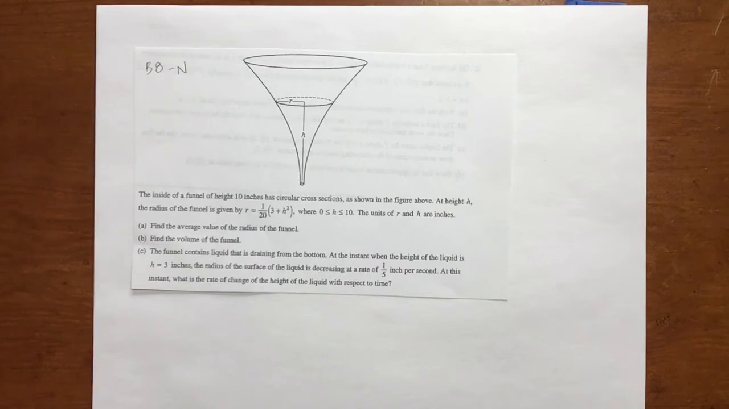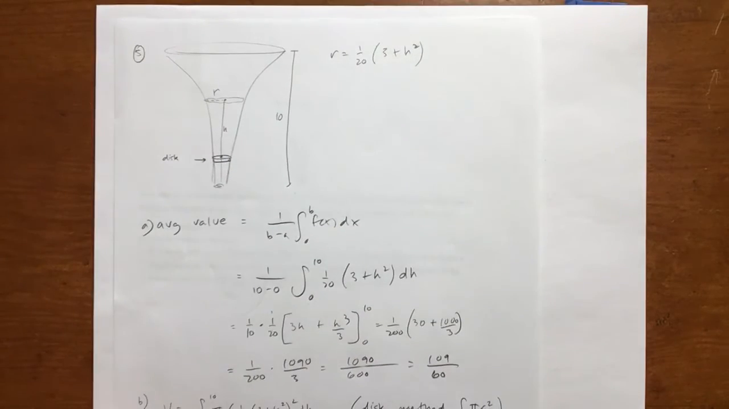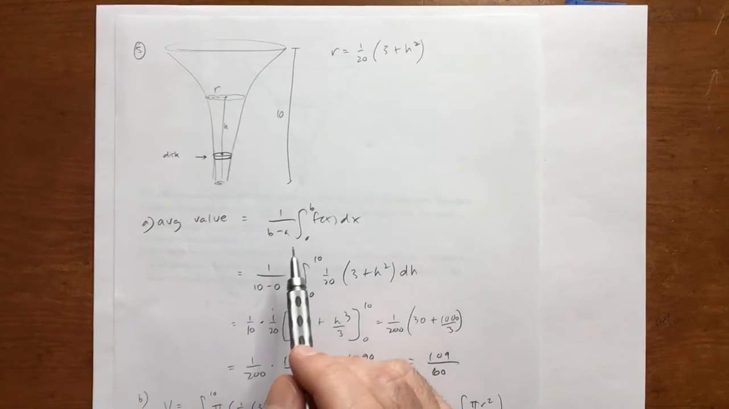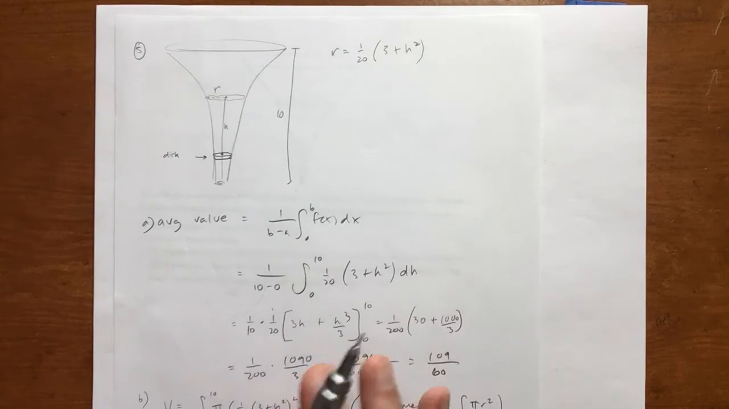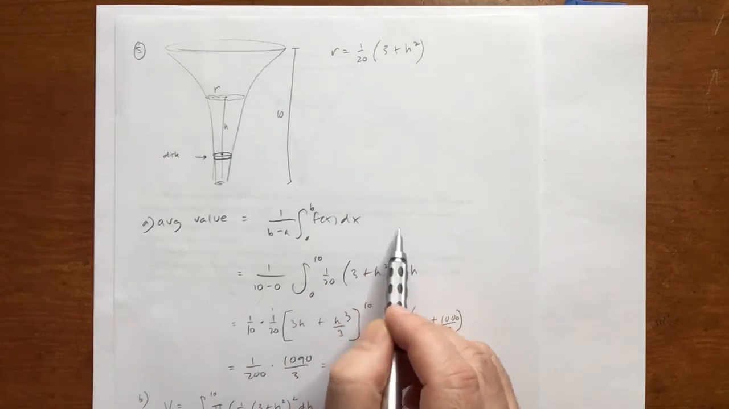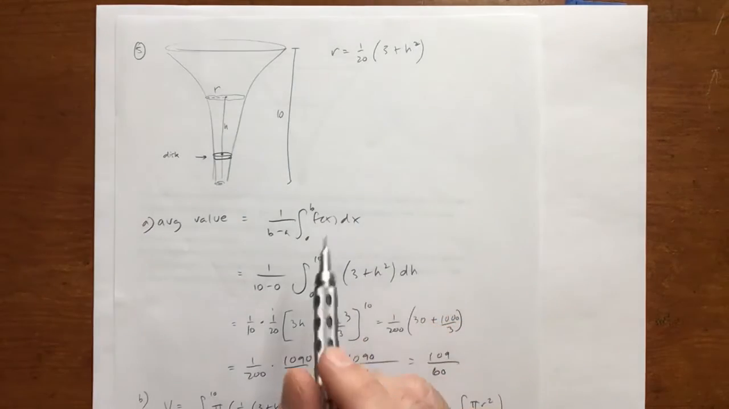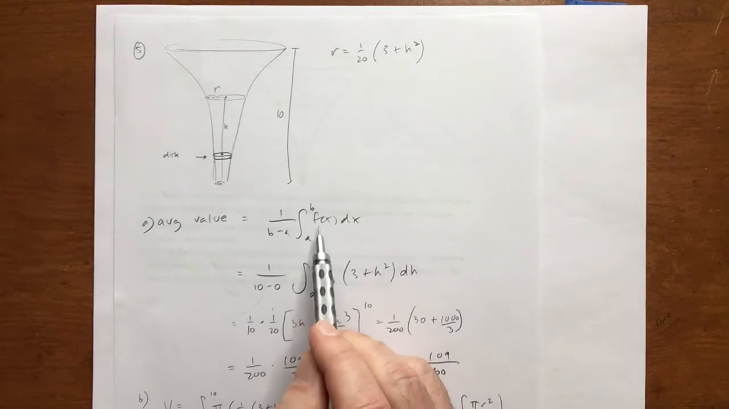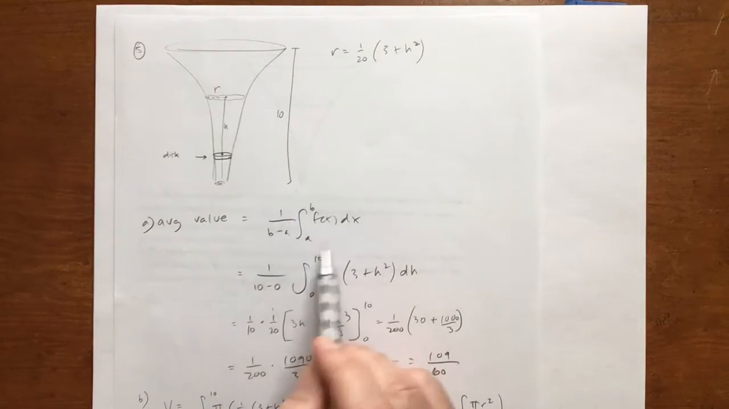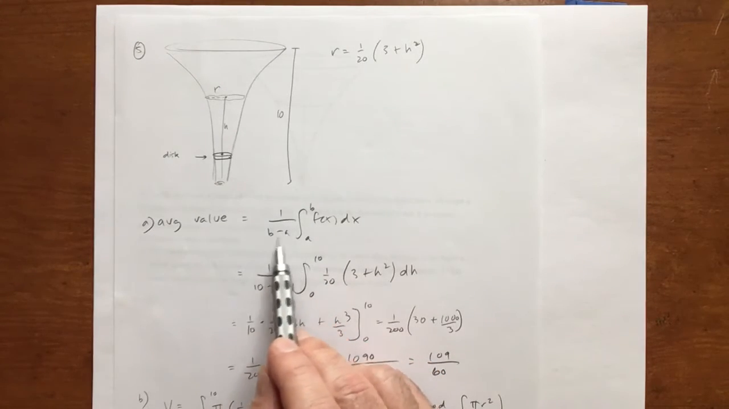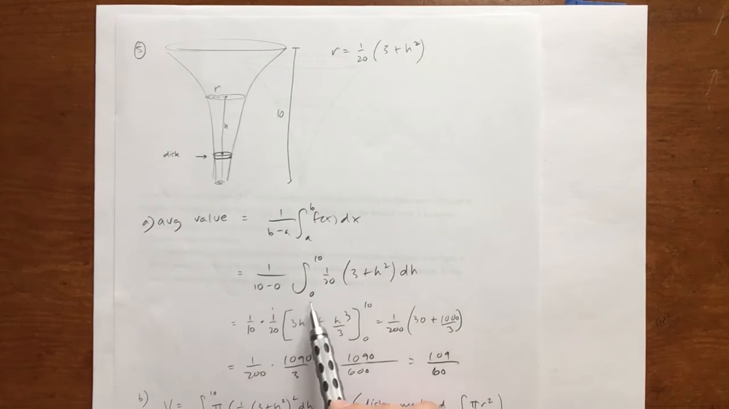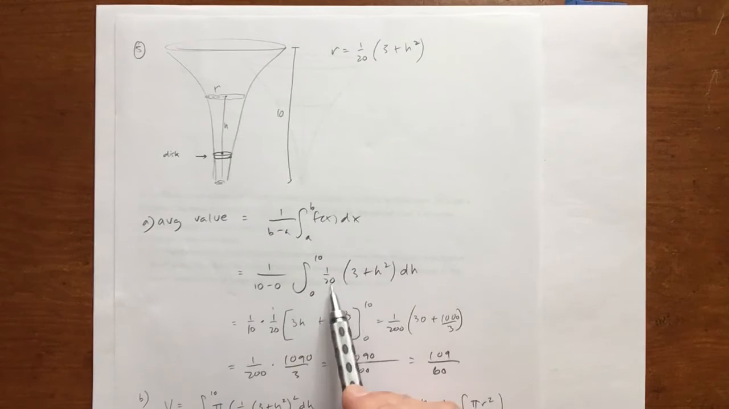Very straightforward question if you remember the average value of a function formula. And if you recall, this comes from that problem we did with the sloshing glass of water. And so the average value from a to b of this function is given by this formula. So 1 divided by the length of the interval, so in this case, 1 over 10 minus 0. And then we just evaluate the integral from 0 to 10.